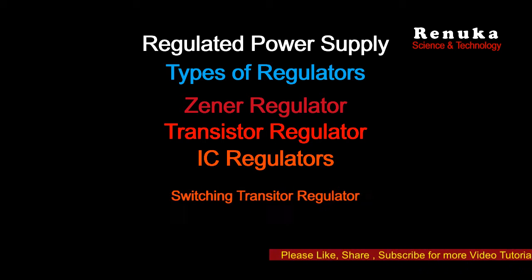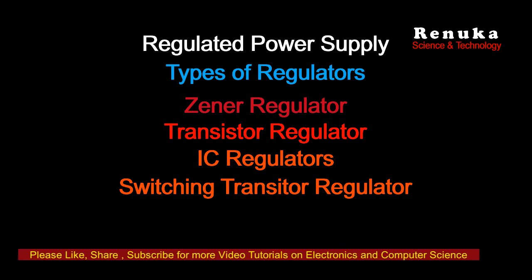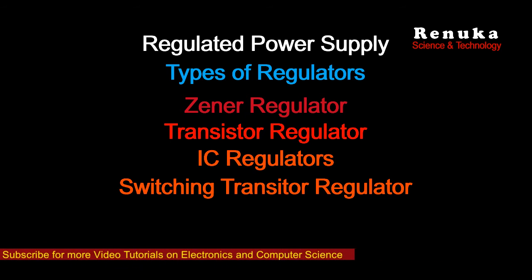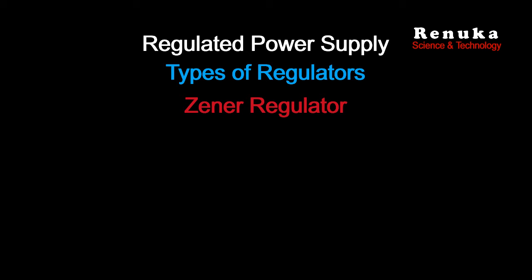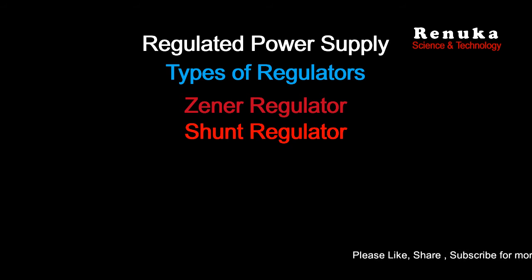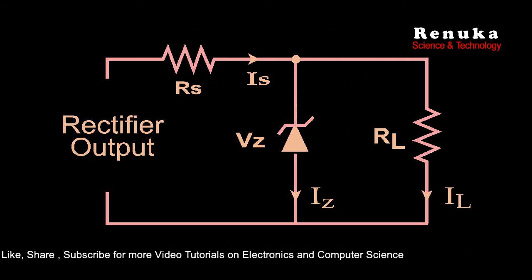And the last one is the switching mode power supply regulator, in which the transistor is used in switching mode to construct the regulator. So these are the 4 types of regulated power supply or regulators which we are going to discuss here. The first regulator here is the Zener regulator. This regulator is also called a shunt regulator because the Zener diode is connected in parallel with the output of the rectifier and in parallel with the load. That is why this regulator is also called a shunt regulator.